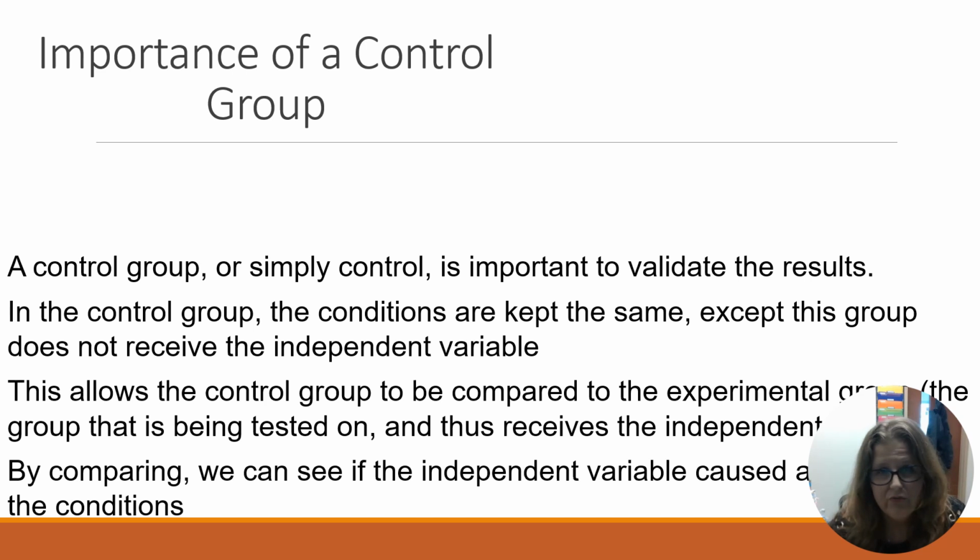It validates those results, because if I just grew a bunch of plants with Miracle-Gro and I had nothing to compare to, how do I know it's not that the plants were really good? Maybe they're really fast growing plants. Maybe it was really good weather conditions. Maybe it was the type of water I use, the type of soil I use, whatever. So by keeping everything the same except one group gets that independent variable and one doesn't, I can compare and say, yes, that's exactly what had an effect.